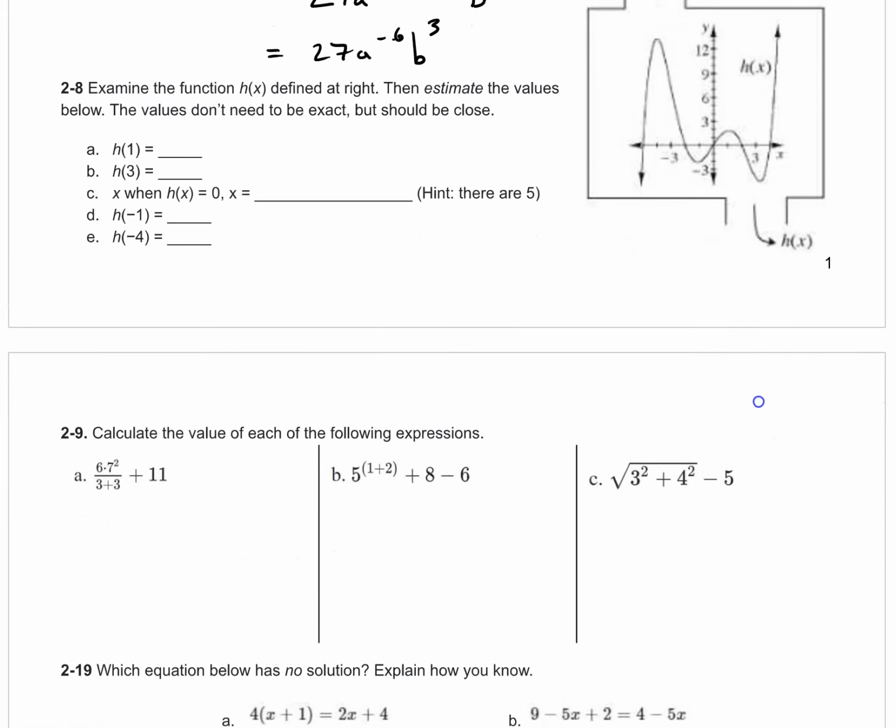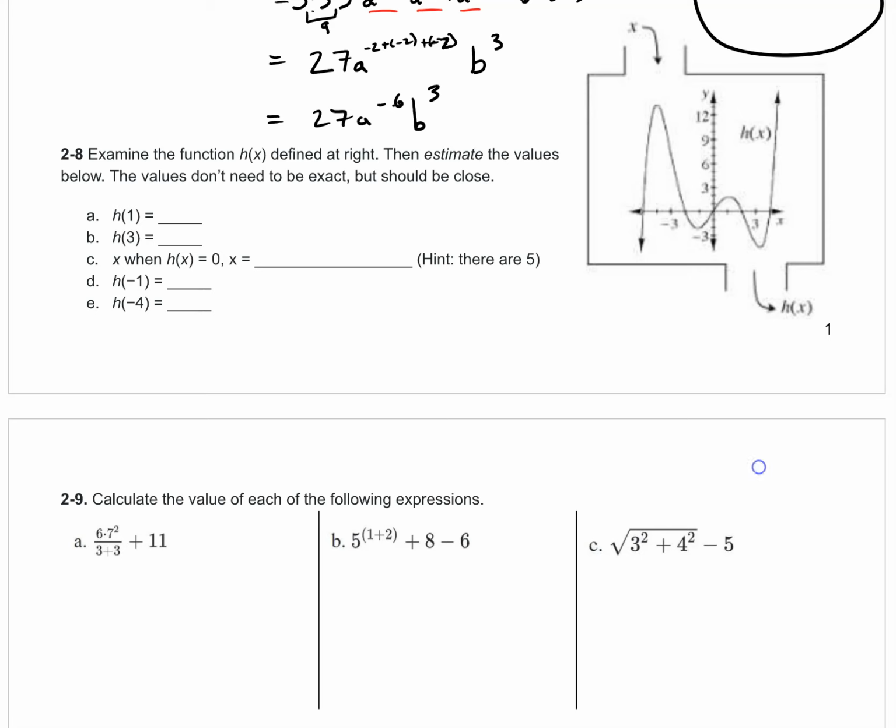Alright, examine the function at the right. Estimate the values below. The values don't need to be exact, but should be close. H of 1. So this guy in the parentheses is the input, x. So you go to the x-axis and you find 1, which is right there. And then if you go up to where you hit the line, what is the y value? I'm going to say that's about 2.